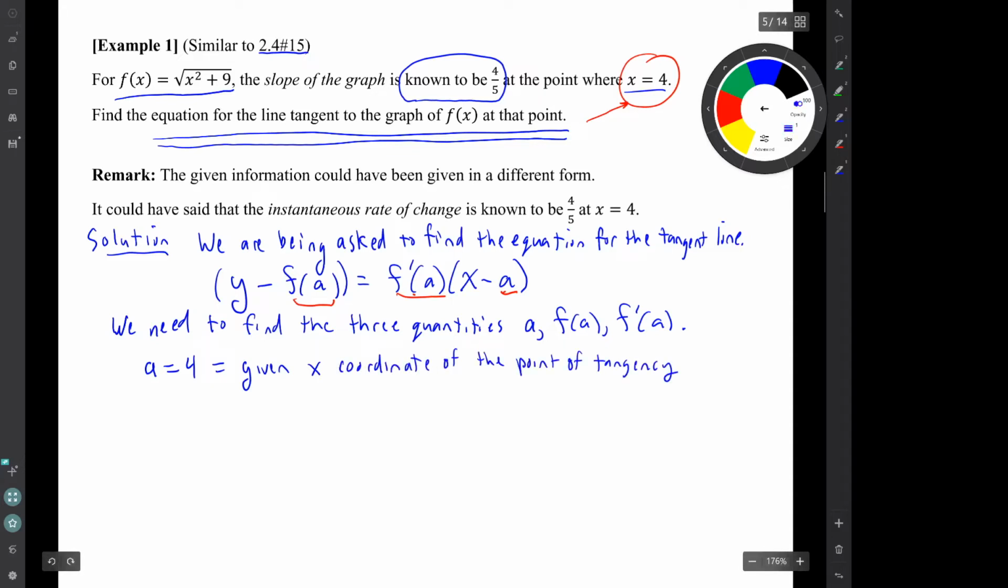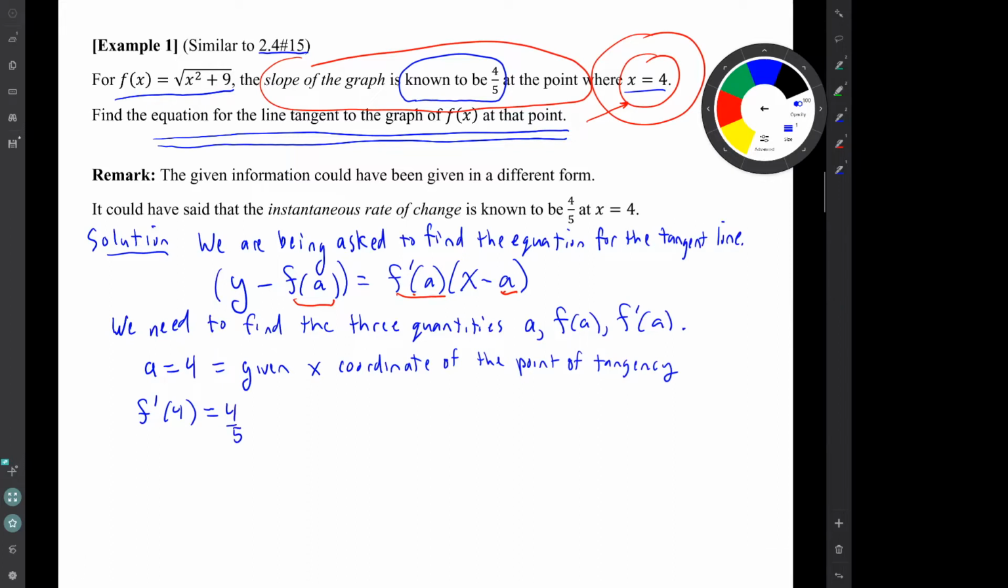So what else do we know? Think about this given information. The slope of the graph is known to be 4/5 at a certain spot where x equals 4. What would that mean in symbols? It would mean that f prime parentheses 4 is 4/5. That's the known slope of the graph at the point where x equals 4.